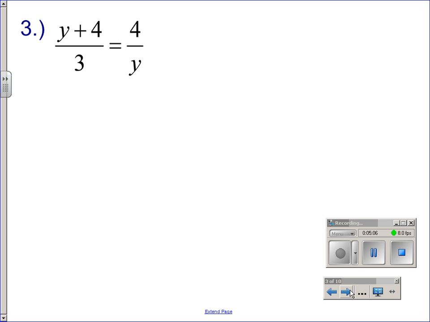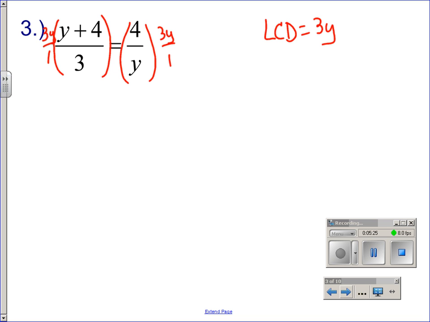Again, LCD. What is our LCD? We have a 3 and a y. Correct, 3y. So we're going to multiply this one by 3y over 1, and this one by 3y over 1. Now, is there anything in the first one that we can cancel top to bottom? Correct. The 3's can cancel, and it makes a 1.